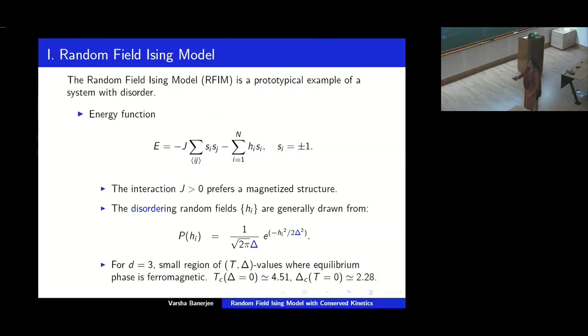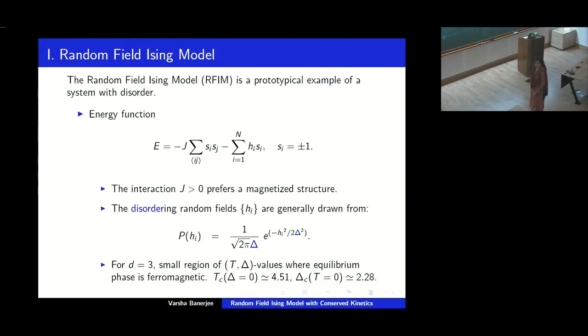So that's the Hamiltonian for the random field Ising model. It's a very prototypical example of a system with quenched disorder. As one can see, this is the part which promotes ordering, and that's a field that you add at every site to bring in the disorder. These are Ising spins, S_i takes values plus or minus 1, and as I just mentioned, the interaction J prefers a magnetized structure, and the h_i are the disordering fields. You can draw them from various distributions, but usually people draw them from a Gaussian distribution. It could be a bimodal distribution, it could be a uniform distribution, and so on and so forth.